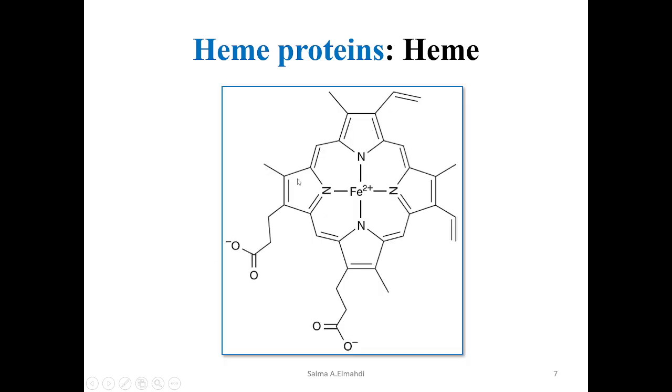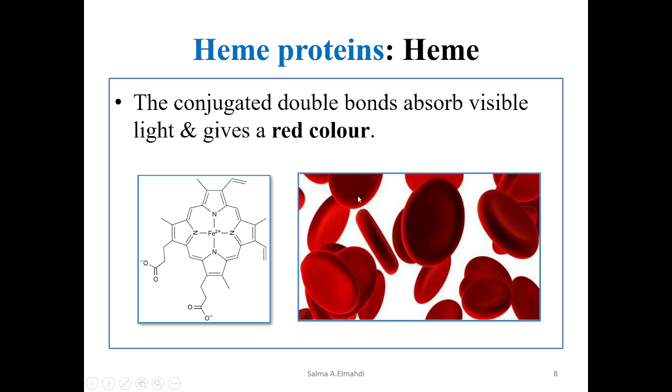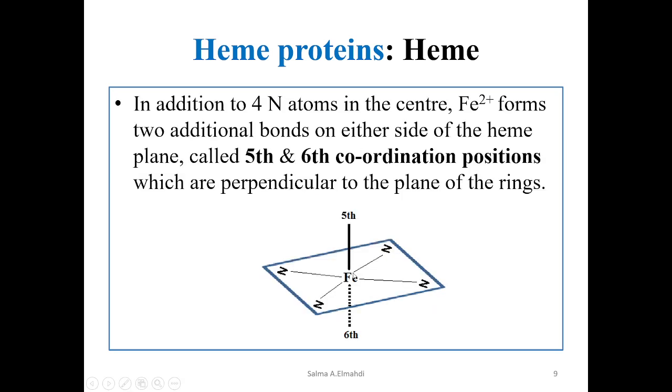This is the four pyrrole rings linked by methylene bridges, and in the center we have iron in the ferrous state. The conjugated double bonds absorb visible light and give the characteristic red color of blood or any compound that contains double bonds. In addition to the four nitrogen atoms, ferrous iron forms also two additional bonds on either side of the heme.